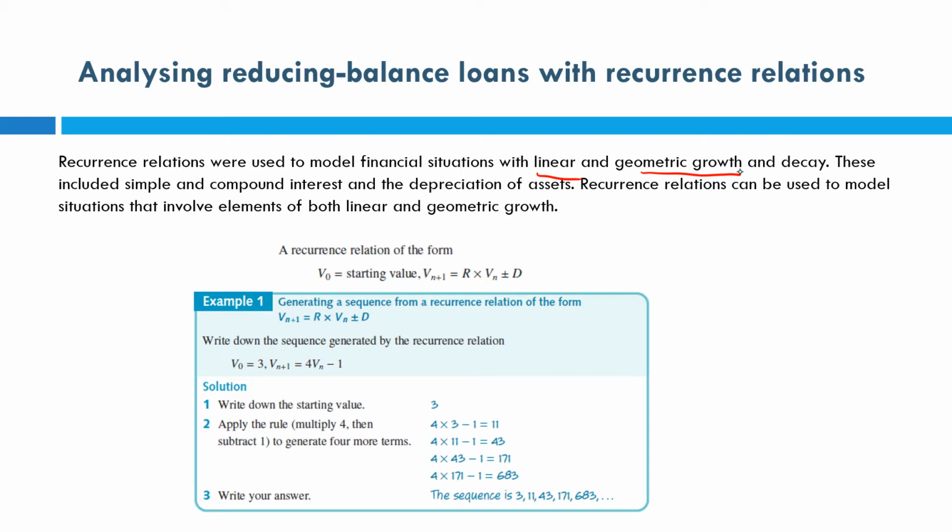So we may get a situation where we have a recurrence relation of the form V0 equals 0, which is our starting value that we're familiar with, and then Vn plus 1 is actually made up by calculating R, capital R, multiplying that by Vn, which was our previous term that's known to us, and adding or subtracting D, which is the linear component. So R times Vn is the geometric part, plus or minus the linear component in this case, which is D.